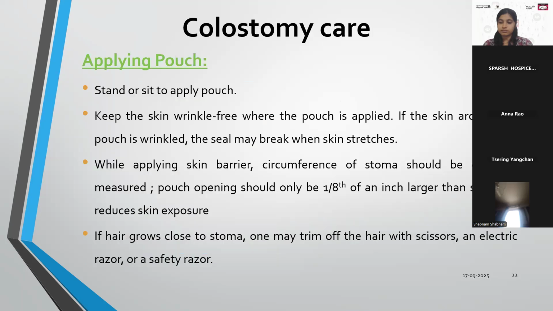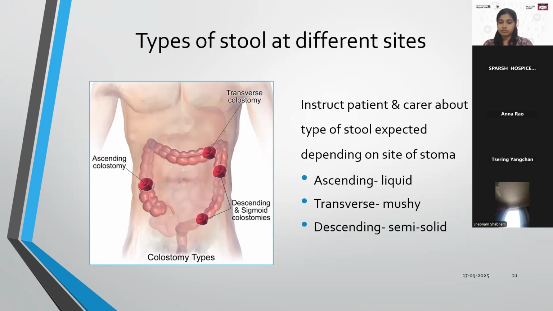So circumference of the stoma should be correctly measured. That is also very important. The opening of the bag should be kept a little more than the size of the actual stoma. Say 1/8 of an inch, it should be larger than the stoma, so that the opening doesn't stick directly over the stoma. If there is any obvious hair grown at the stomal site, then it can be trimmed off with scissors. But see to it that the patient doesn't harm himself. That is why he has to use the mirror whenever he is doing any procedure on the stoma. Electric razor is also quite safe, so they can use it.